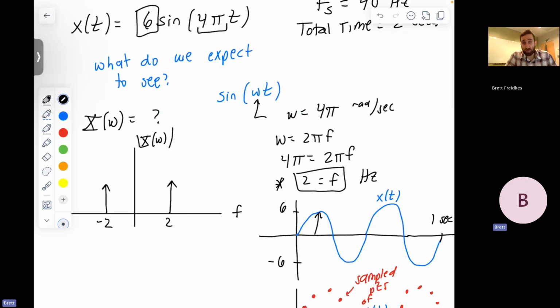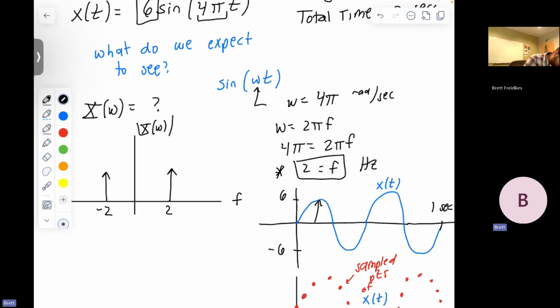Because the Fourier transform will spit out both power or content at both positive and negative frequencies. So these are the negative frequencies, and these are the positive frequencies. And you see that it's symmetric about the y-axis.